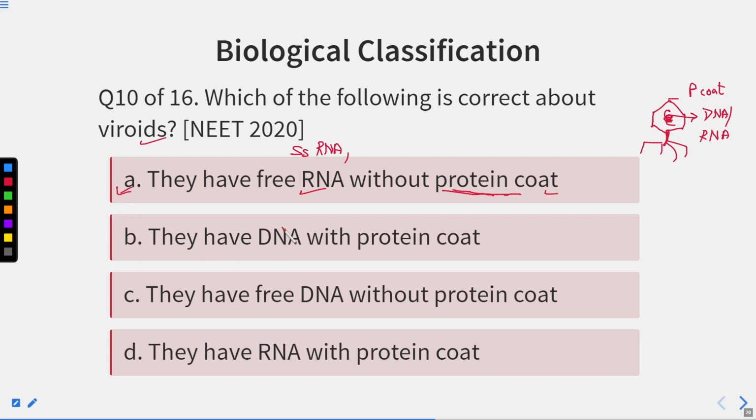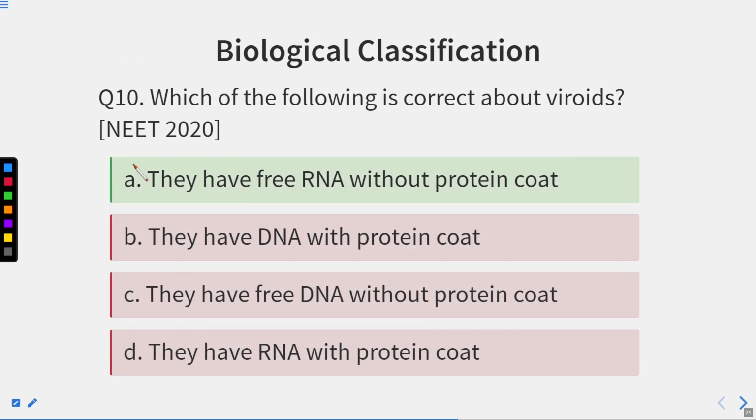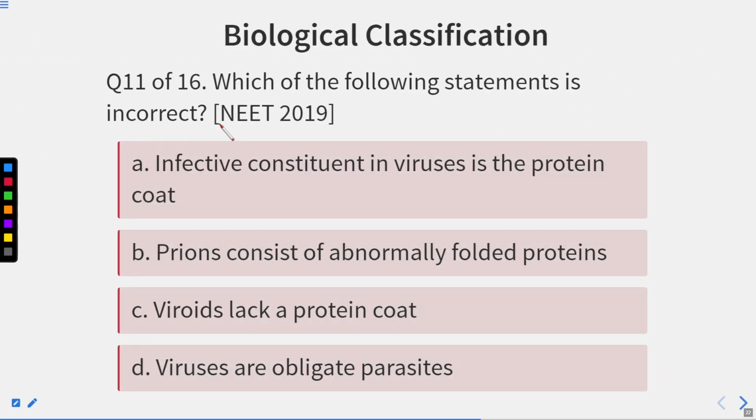Next is they have DNA. Not correct. They have RNA with protein coat. This is also not true. Now they have free DNA. Again, not true. They are made up of RNA. And option D, they have RNA with protein coat. This is also not correct. They don't consist of a protein coat. So what should be the answer? Option A is the correct answer.